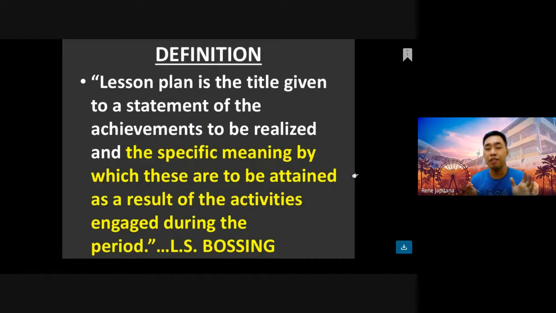It is impossible to go inside the classroom without one, but others are telling us that there's no need for us to prepare a lesson plan because we are already seasoned teachers. But that is not a good practice. Although you are already a seasoned teacher, there is a need for you to prepare the lesson, and that's the lesson plan. Okay.